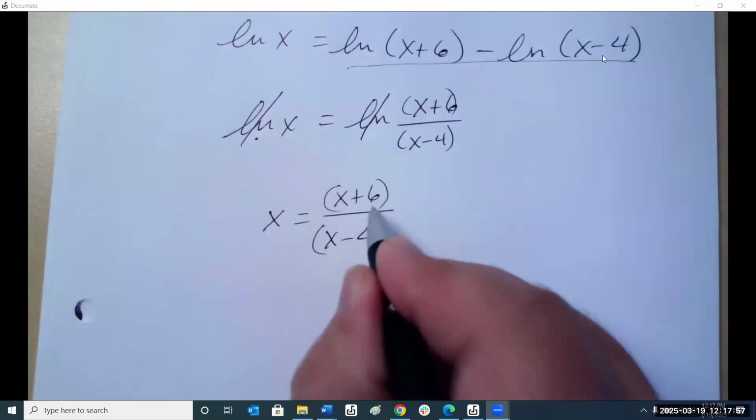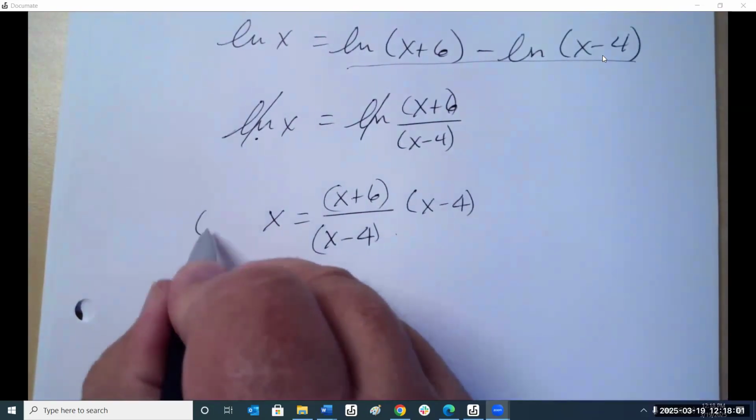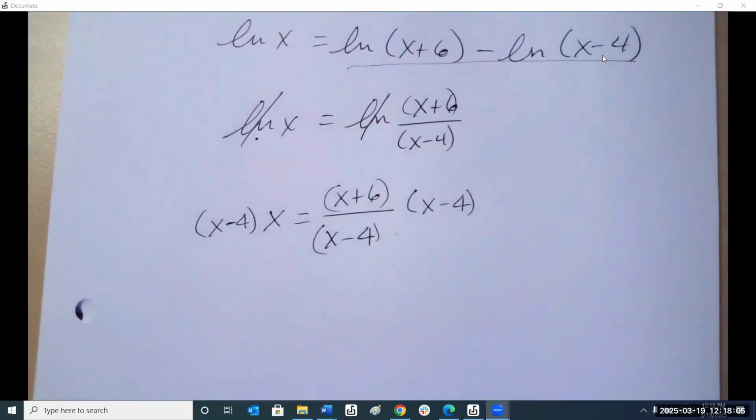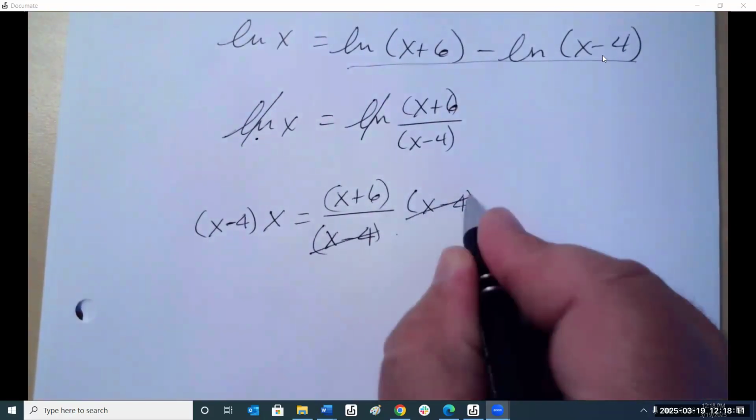Multiply both sides by the denominator to get rid of the fraction. And that's usually a general rule. Whenever you have an equal sign and a fraction, get rid of the fraction first. Multiply everybody by the LCD.